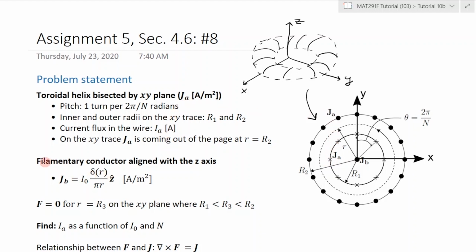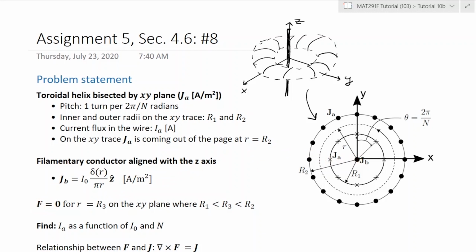The second object is a filamentary contour that's aligned with the z-axis. So in 3 dimensions, it would look something like this. This is the second object. The current density associated with this conductor is JB equal to I naught, some constant I naught, delta R divided by pi R, and it's in the z hat direction, or maybe negative depending on what the sign of this guy is. Again, it's measured in amps per meter squared. So this is this filament over here that's piercing the page.